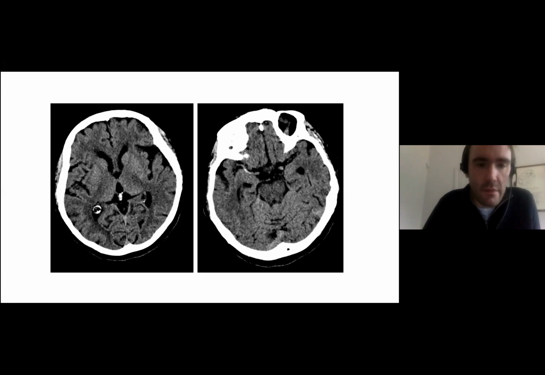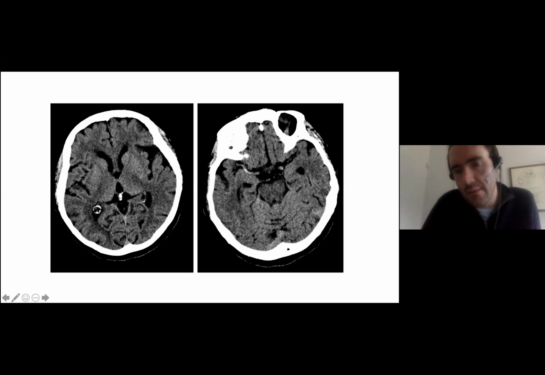Looking at that, you can't really see any obvious areas of ischemia. The lentiforms are both okay. The caudates are there. Insular ribbons look good on both sides. And then you can see that she's got a clot there in her MCA.